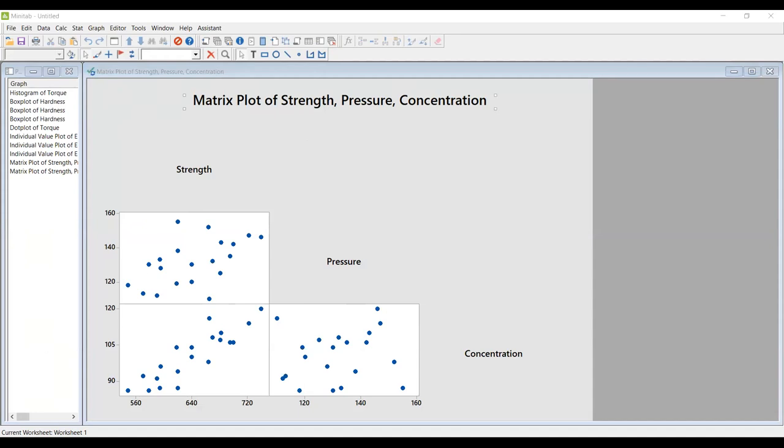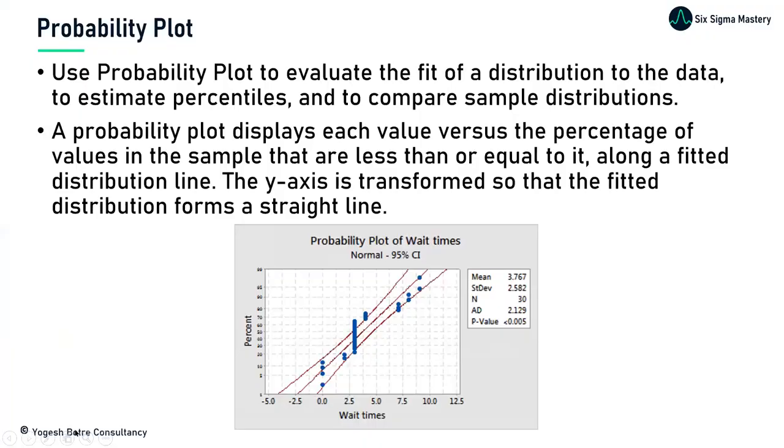And now let's talk about the next graph, that is probability plot. Okay, now this is a very useful graph, probability plot. The main purpose of this probability plot is to find out if your distribution is normal or not. That is the main intent, that is the main objective. Do we have normal distribution, yes or not? You can identify by creating this probability plot.